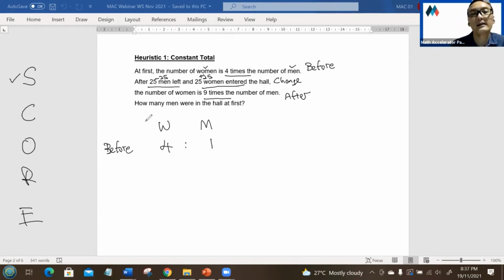Next, for those students in the audience, you can take a piece of paper if you do not have the worksheet, and follow along. If you have the worksheet, please write on the worksheet working space.